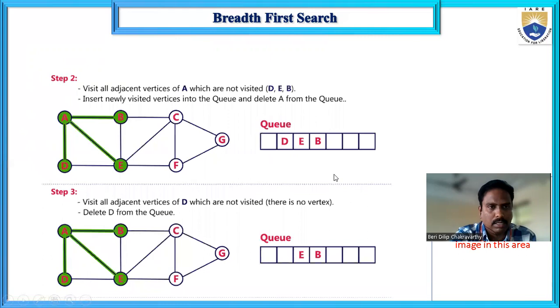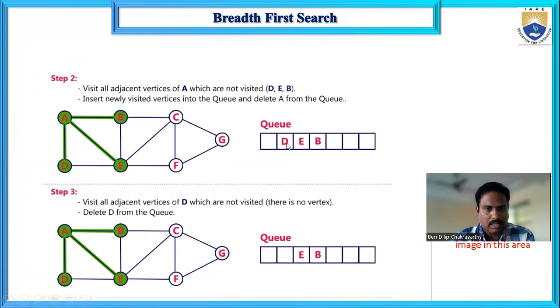Then step 2, visit all adjacent vertices of A. As we have seen in the algorithm, we need to visit all adjacent vertices of A. The adjacent vertices, the neighboring nodes of A, are B, E, and D. As they are connected, we call them adjacent or neighboring vertices. We can add these vertices to the queue which are not visited. So D, B, E.